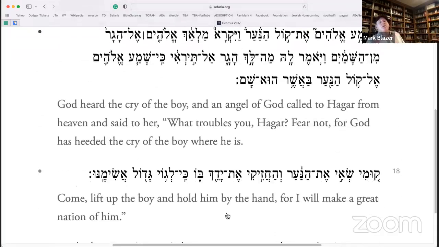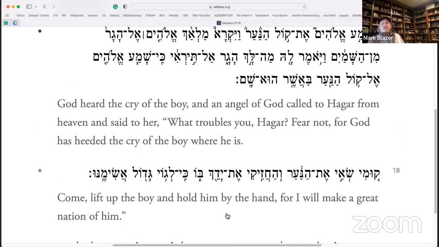And it says, God heard the cry of the boy, and an angel of God called to Hagar from heaven and said to her, what troubles you, Hagar? Fear not, for God has heeded the cry of the boy where he is. Come, lift up the boy and hold him by the hand, for I will make a great nation of him.